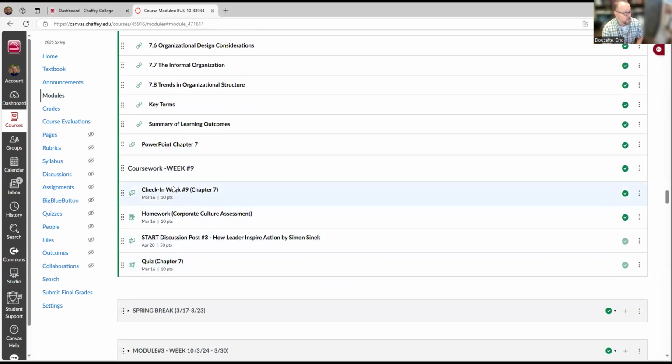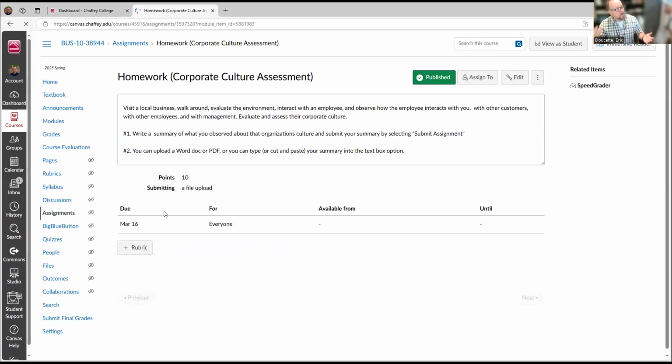It's pretty simple. You have a check-in assignment, Chapter 7. You have a homework assignment on corporate culture assessment. This is where you're going to visit a company and observe their culture. Try to grasp what you can about how employees interact with one another. There's a question: write a summary of what you've observed about that organizational culture. Make sure you've researched or looked up in your book the section that describes corporate culture. Then when you visit that business, just describe what you saw.